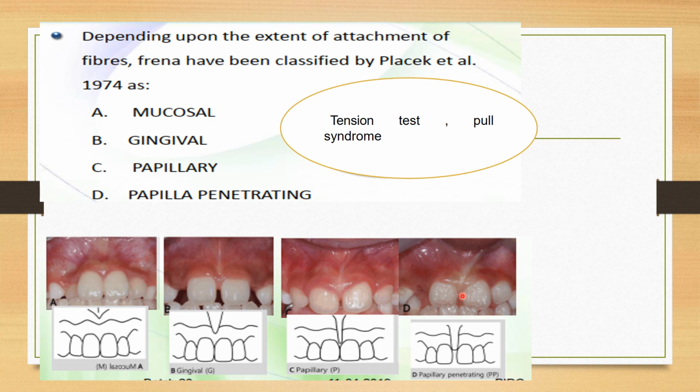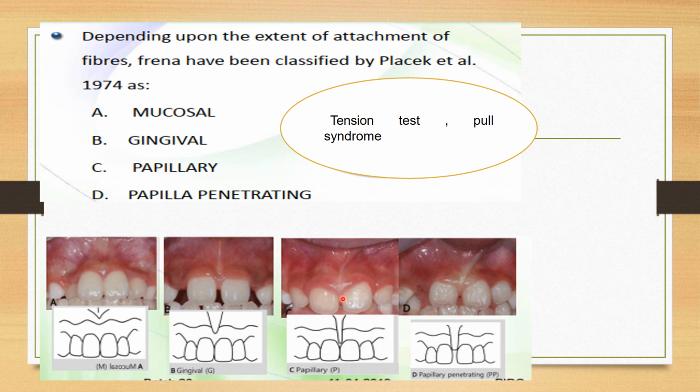This can be tested by the tension test or blanch test, or you can call it pull syndrome. For the tension test, you have a forward and upward movement of the lip. You can see the tension that is created over the gingival margin, and the blanching. In case of papillary penetrating, you can see blanching of the tissue on the lingual, palatal side of the incisive papilla.